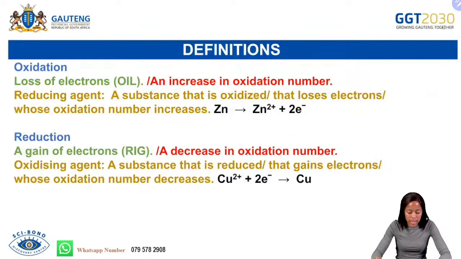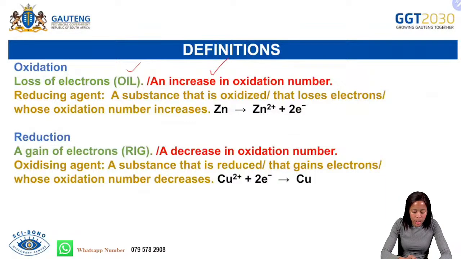Then in terms of oxidation, this is now just the summary again. We said oxidation is the loss of electrons. And how will we remember? We said we are going to use the word OIL there. Then it can also be defined as an increase in oxidation number there.